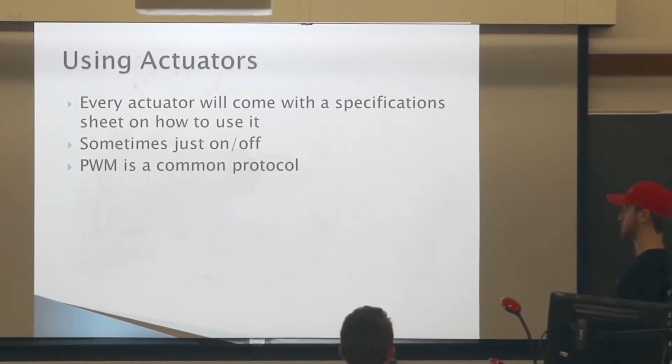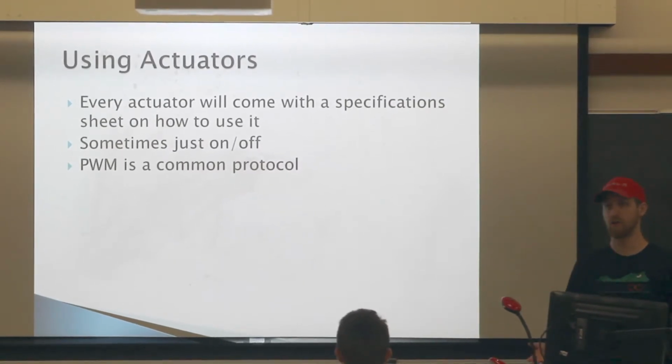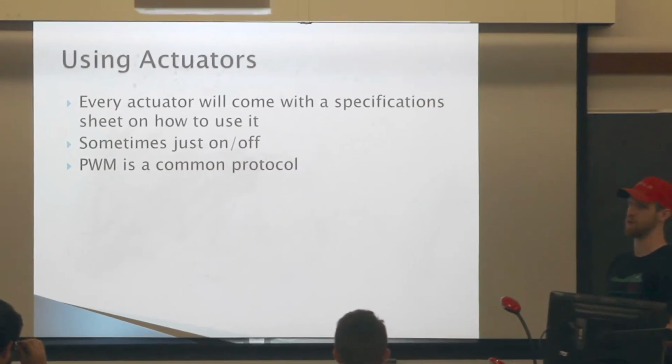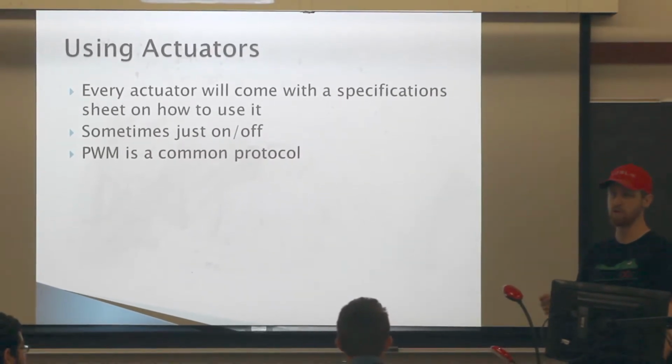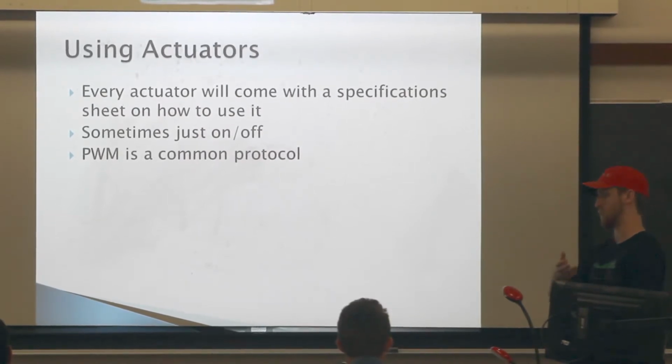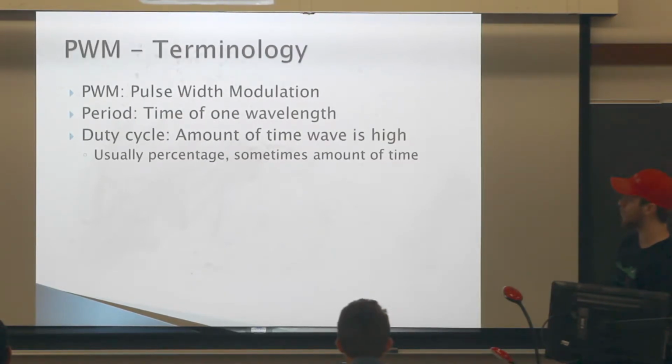So, using actuators. Every actuator you get will have a specification sheet. It'll tell you how to use it. Sometimes it'll just be that you give it power and it works, and then you don't give it power and it doesn't. Just like with sensors, we have various protocols. PWM is one of the common ones. PWM is pulse width modulation. We'll see what that means in a minute here.